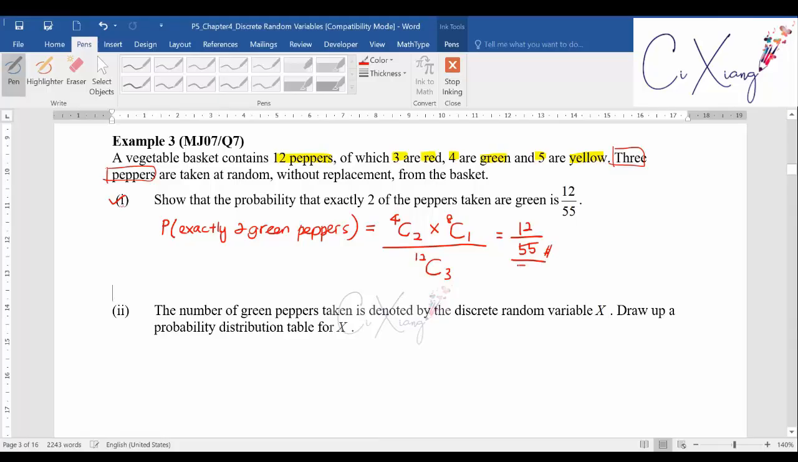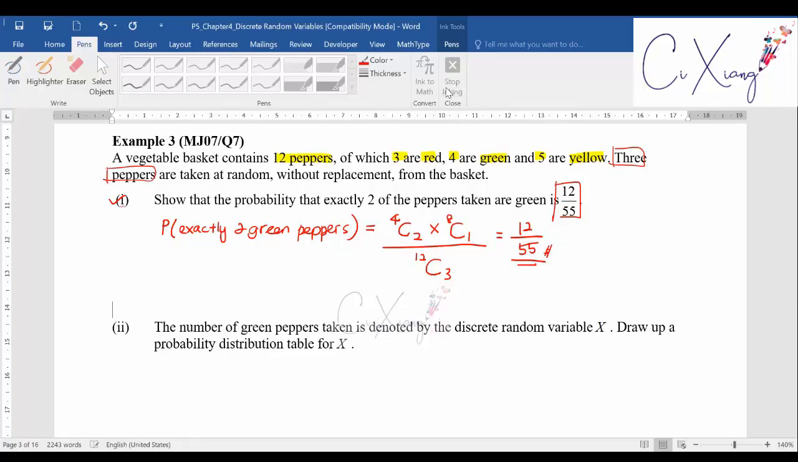Okay, so if you successfully get the answer that they want you to show, that means the method that you are using is correct. So use the same method to apply in the next part later. That's why they ask you to prove that the probability is this one, to make sure that the method you are using to get this answer is the correct one. Alright, so this is the way that we do exactly 2 green peppers.